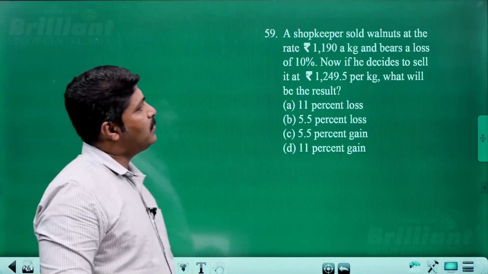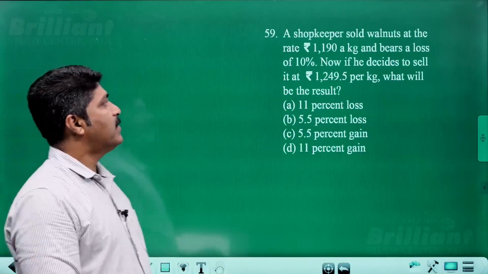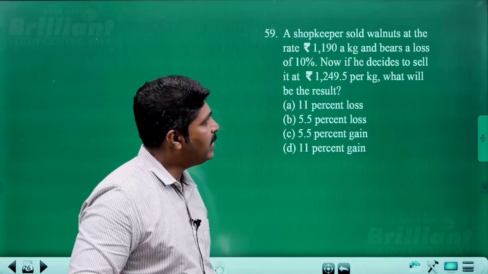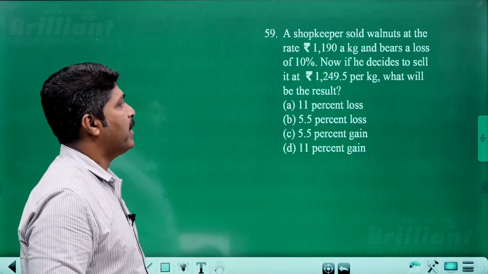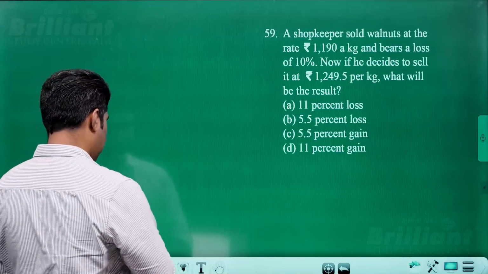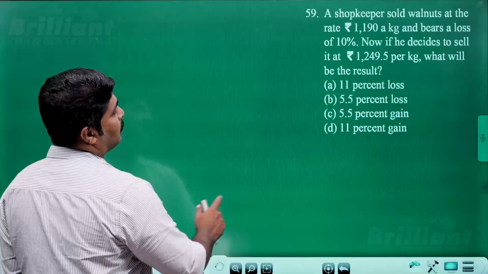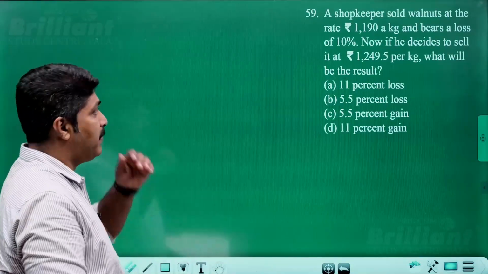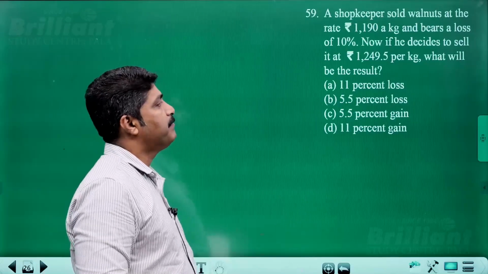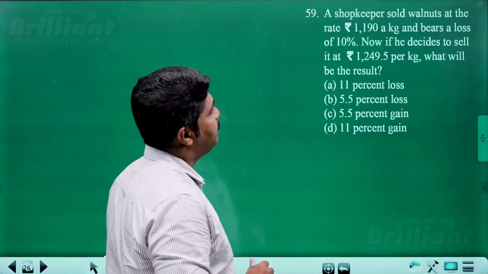A shopkeeper sold walnut at the rate of 1190 a kilogram and bears a loss of 10%. Now, if he decides to sell at 1249.5 per kilogram, what will be the result? So that's a very interesting kind of question. It is one of the challenging sets of questions when we consider the calculation part, or what is the variation that we have to catch.